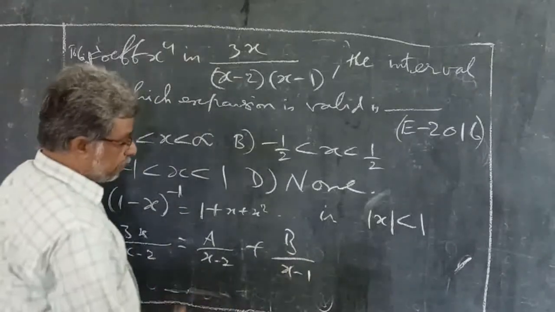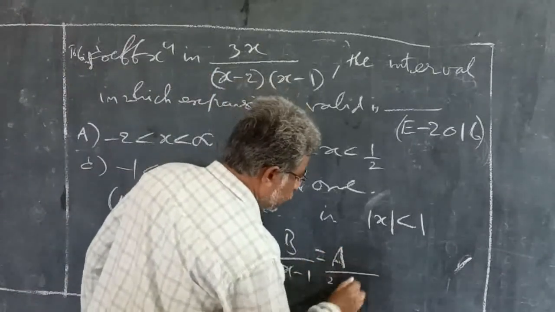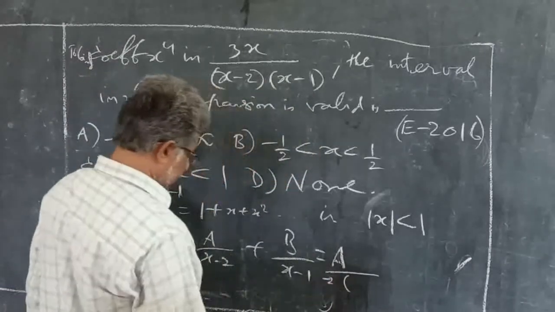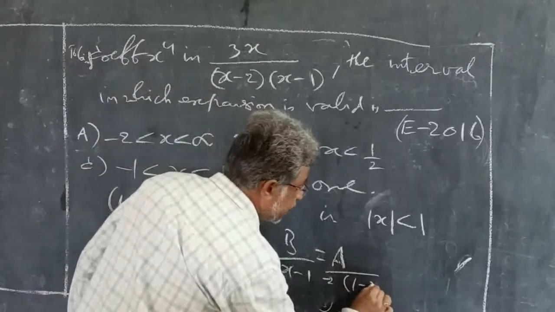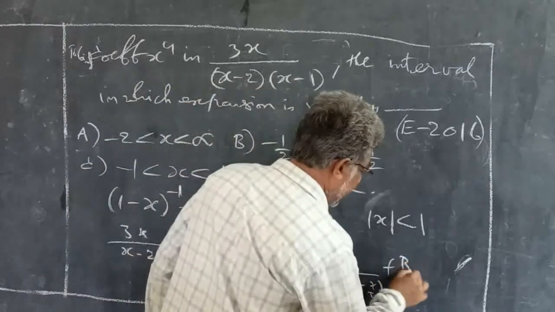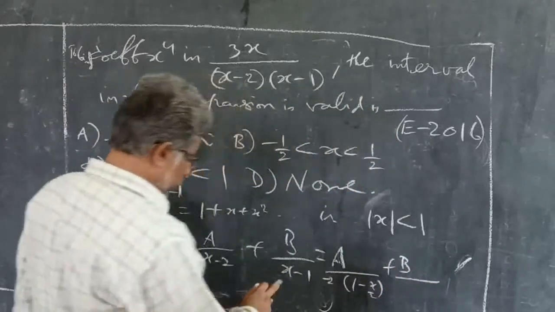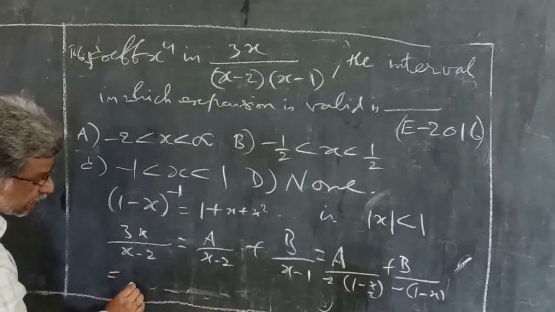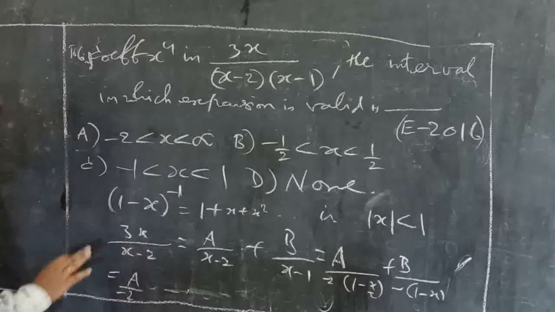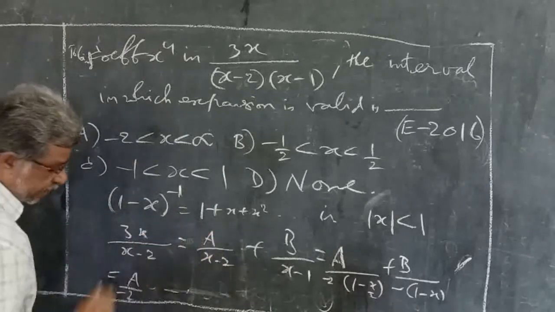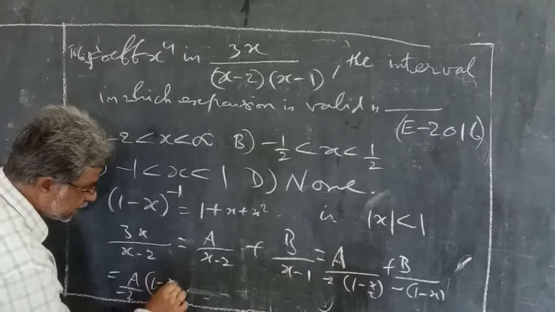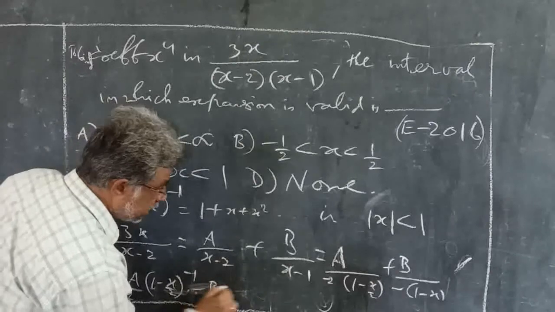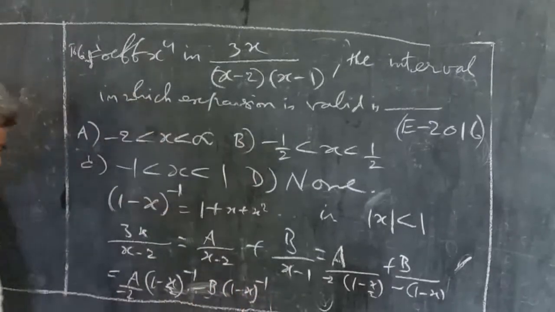So if I take 2 common, this becomes a by 2 into, I will take minus 2 common, then this becomes 1 minus x by 2, and plus b by, if I take minus 1 common, 1 minus x. Now the equation becomes a by minus 2 into 1 minus x by 2 whole power minus 1 plus minus b into 1 minus x whole power minus 1. Whatever the a and b values may be, he is not asking for them. He is asking when the expansion is valid. When is this valid?